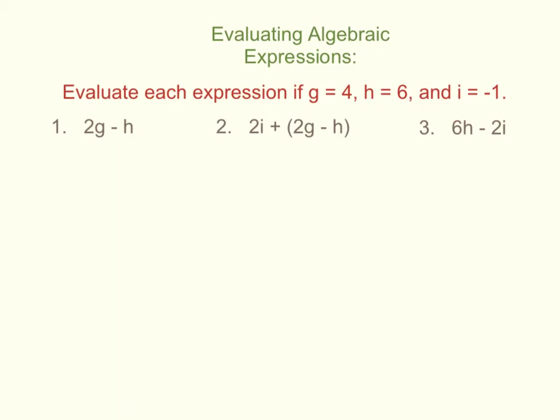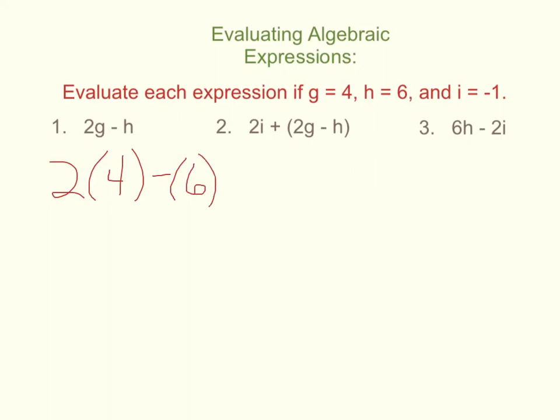Now I'd like to talk about evaluating algebraic expressions. To do this, we substitute in the known value for our variable. Whenever we substitute in a value, it is best to put it inside parentheses. So for the first example, 2g minus h, I would do 2, parentheses, put in 4 for g, minus, parentheses, and put in 6 for h.